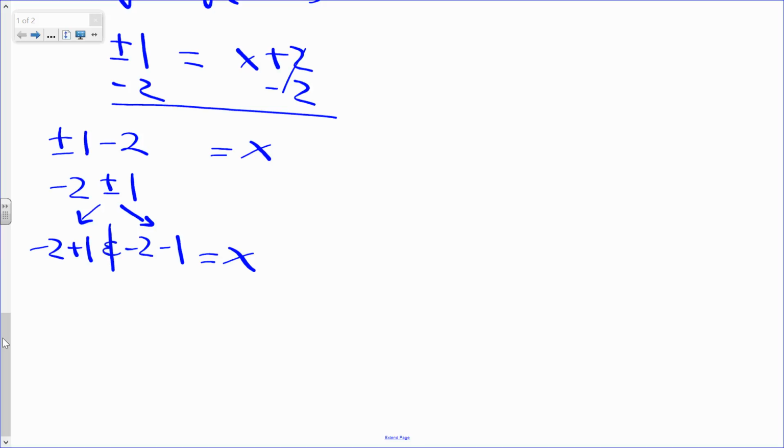Let's do it. X then is, we got negative 2 plus 1. That'll be a negative 1, huh? And negative 2 minus 1 is going to be a negative 3.